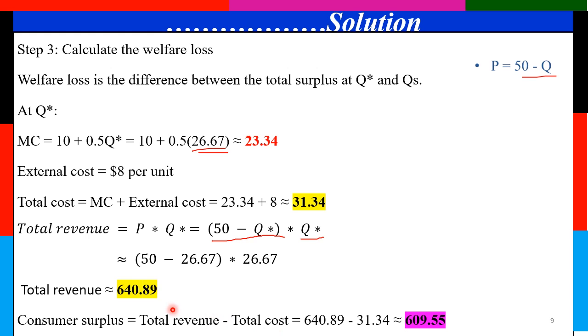Here we already have the total revenue. Again, here we already have the total cost. Therefore, the difference between this number and this number gives the consumer surplus.